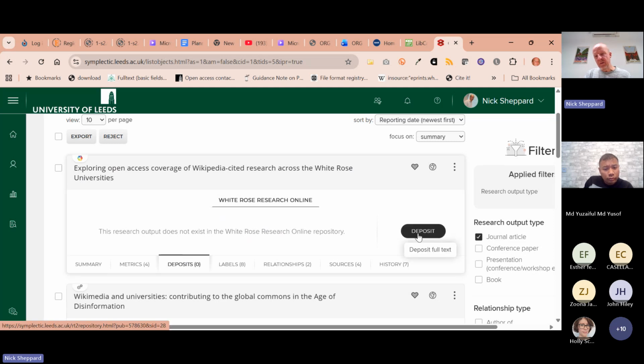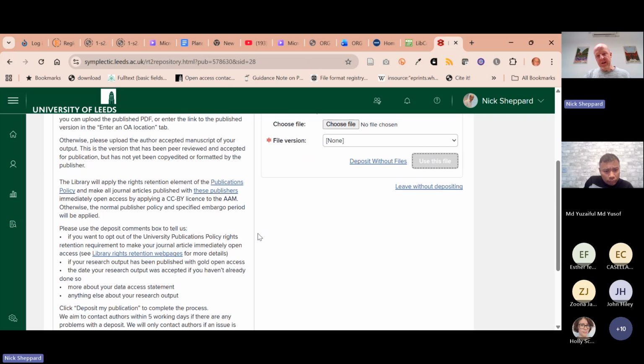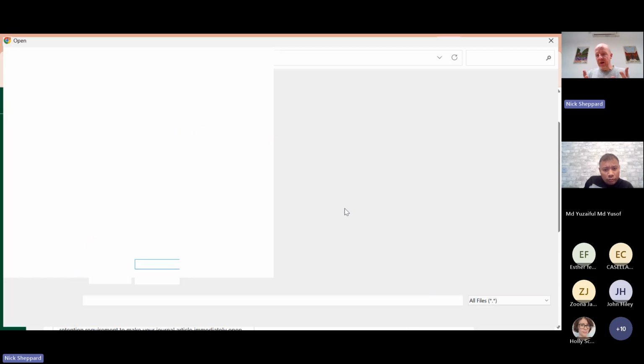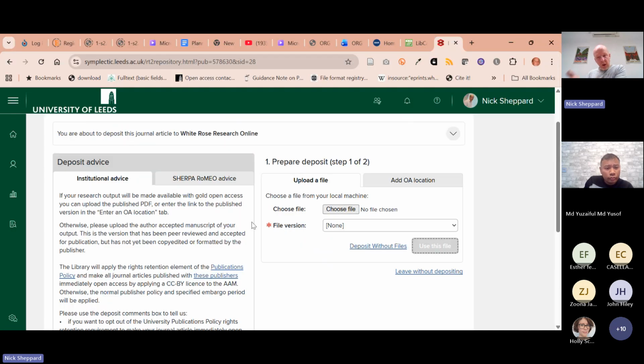If I wanted to upload a version of that, then I would just click the deposit button. There's a bit of information there. I would select the file on my machine, and then I would upload that file to Symplectic. That would then go into a holding area where my colleagues in the library would process that and make that openly available in the White Rose repository, as I showed you before. So yeah, you do essentially need to do it yourself.